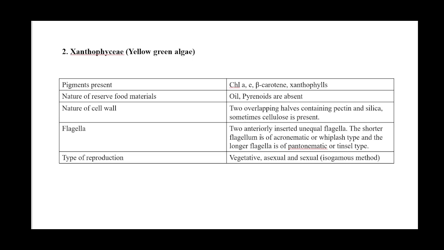Flagella are inserted anteriorly, and they are 2 in number and of unequal length. The shorter flagellum is of acronematic or whiplash type, and the longer flagellum is of pantonematic or tinsel type. The reproduction can be by vegetative, asexual or sexual method. Under sexual method, it undergoes isogamous method.